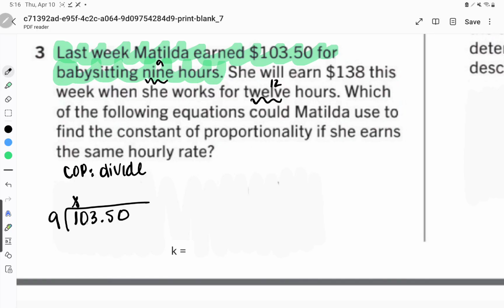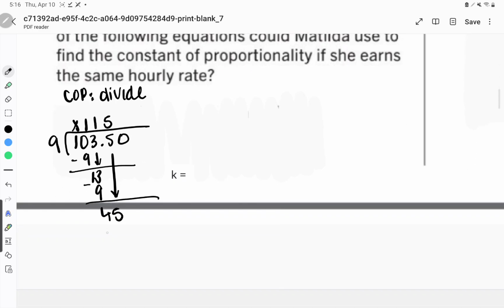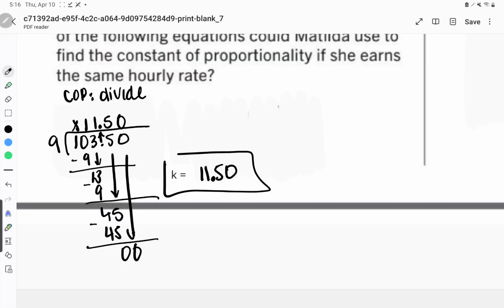9 does not go into 1. It does go into 10 one time. 1 times 9 is 9. Subtracting that gives me 1. Drop down that 3. 9 goes into 13 one time. 1 times 9 is 9. Subtracting that gives me 4. Drop down my 5. 9 goes into 45 5 times. And 9 times 5 is 45. Subtracting that gives me 0. Drop down that last 0 and 9 goes into 0 zero times. Bring up that decimal and we get that k equals $11.50 per hour.